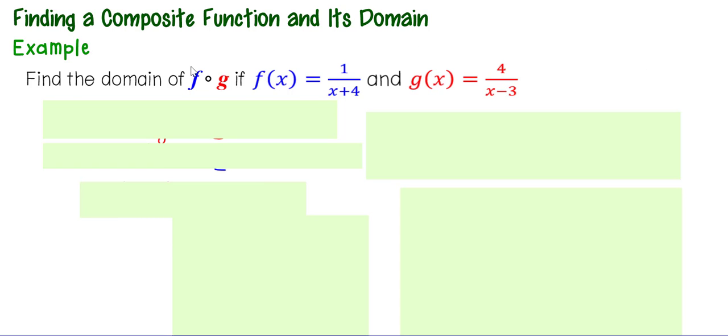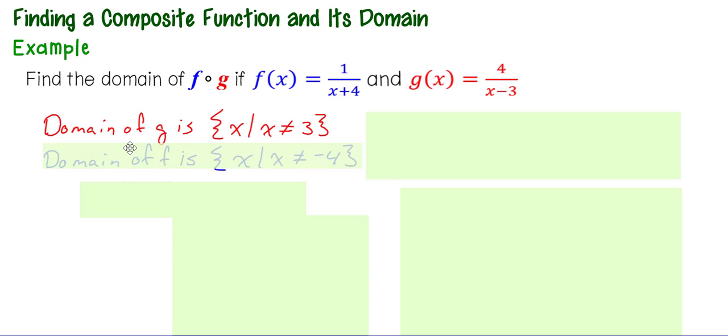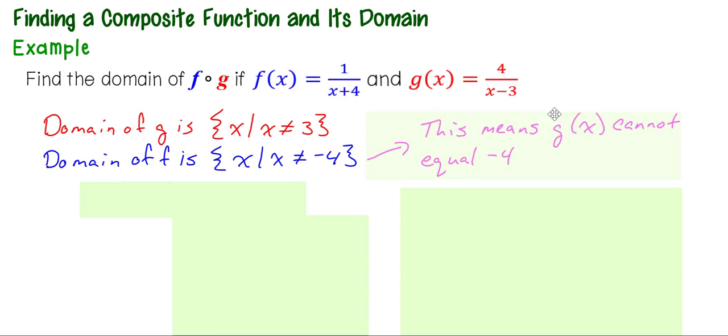So in this next example, find the domain of f composed with g if f of x is 1 over x plus 4 and g of x is 4 over x minus 3. So one thing to note is that the domain of g is x except x cannot equal 3. And the domain of f is x except x cannot equal negative 4. So this means that g of x cannot equal negative 4.